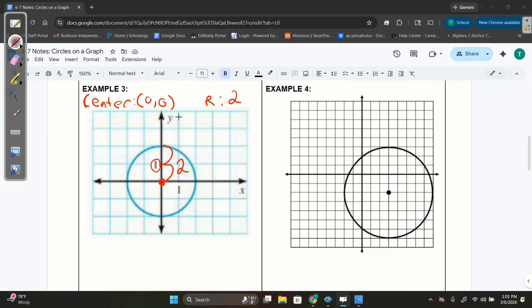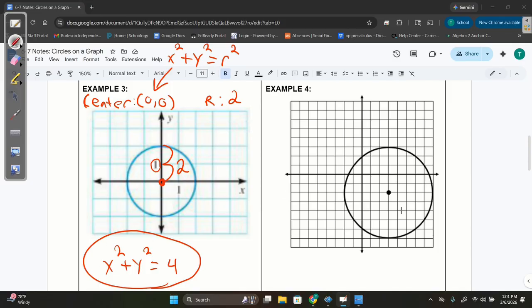Now, at this point, I'm okay with us using the shortcut formula. Remember, if I'm located at the origin, I can do x squared plus y squared equals the radius squared. So we just plug that in. x squared plus y squared equals the radius squared. And the only thing I've got to clean up here is that 2 squared is equal to 4.